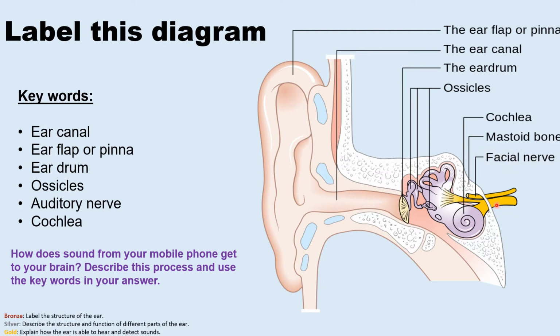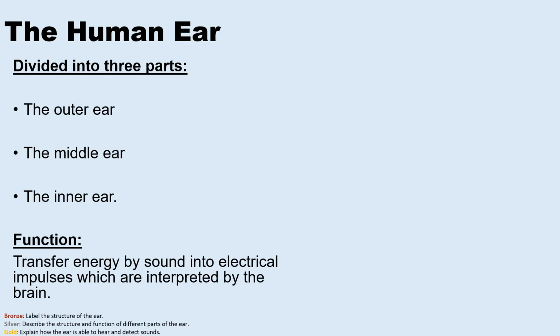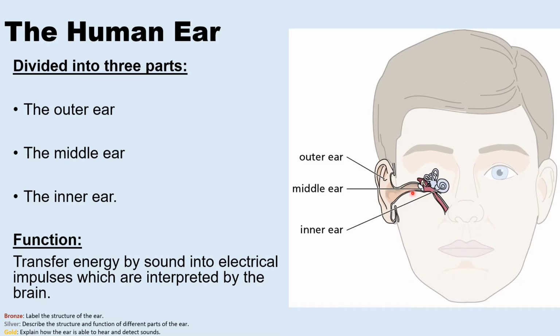And then this is your facial nerve and your auditory nerve. Okay, so the human ear is divided into 3 parts. You've got the outer ear, the middle ear, and the inner ear. And the function is to transfer energy by sound into electrical impulses, which are then interpreted by the brain. So here it is. So you would have the same on the other side. And see how far in it goes into your head as well.